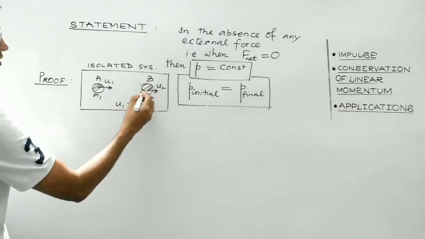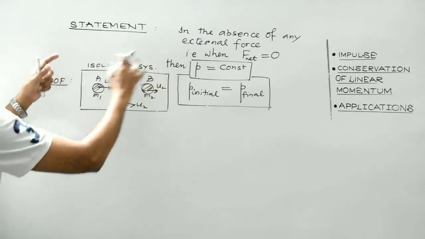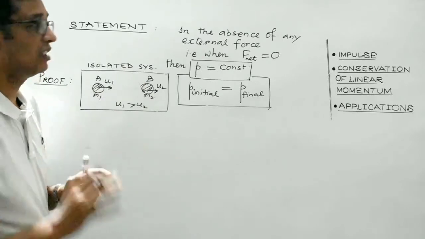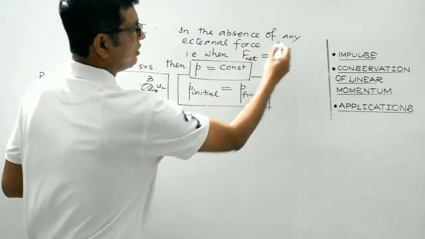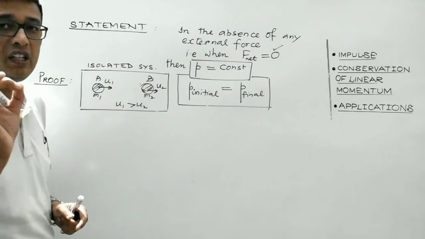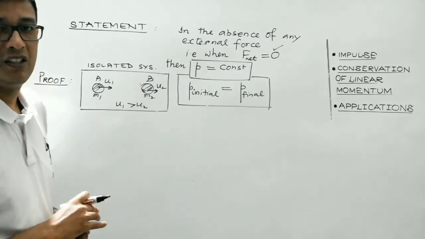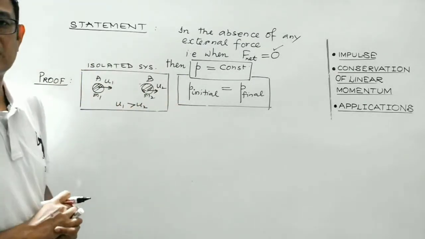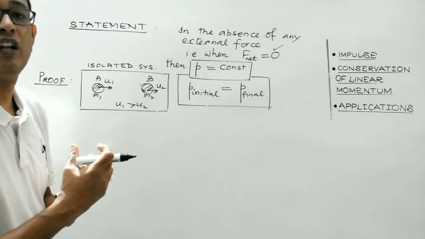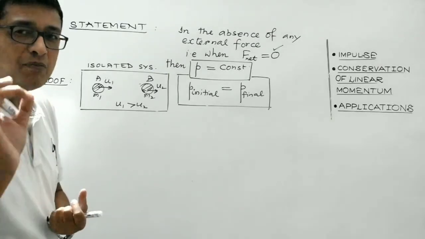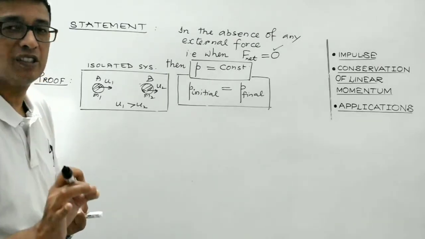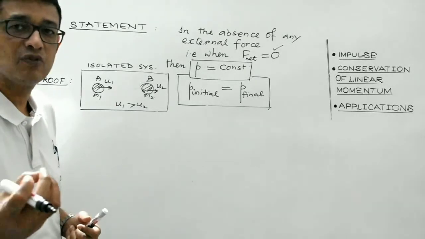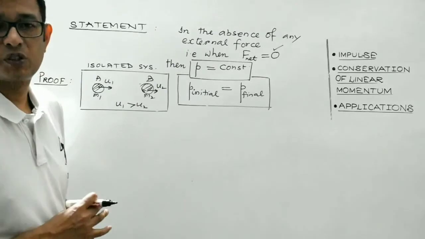So, isolated system means a system in which no net external force acts on it. The external force acting on the system is zero. So, that's the meaning of an isolated system. The bodies which constitute this system may interact with each other. These are known as internal forces. The sum total of internal forces of a system is always zero. Right? So these are some basic fundamental facts which we all must be aware of.